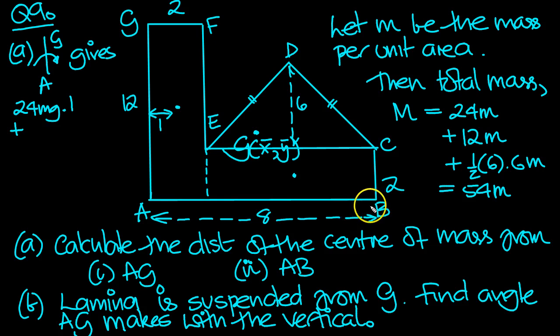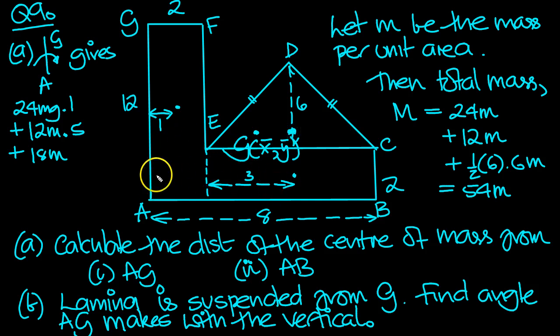Plus, this shape here, the center of mass for this is halfway along the 6, which would be 3. So this distance is 3. But this distance is 2, so 2 and 3 is 5. And the weight of this section is 12m, so it's 12m times the distance 5, plus then it's going to be 18m for the triangle. And its center of gravity for the triangle will be on this line of symmetry here. And that again is a distance of 5 from the line GA.